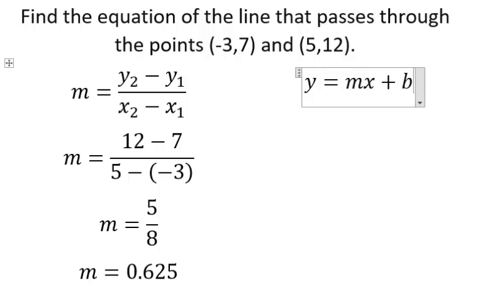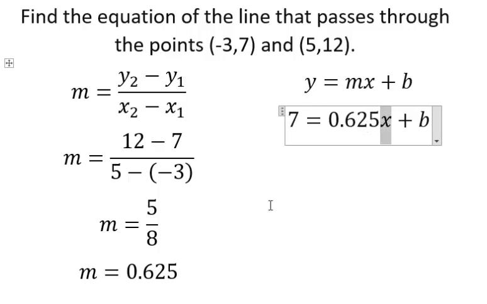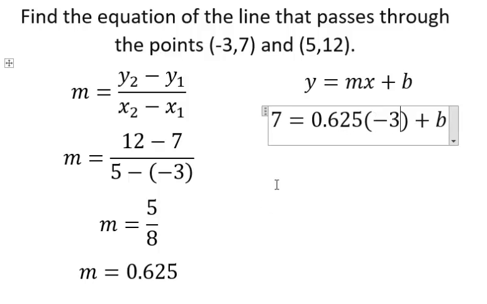Remember, we use the original formula of the line to find b. With this formula, we just need to substitute the information. Which number is y? I'm going to use the first point, like we usually use the first point, but we could use the second one if we want. But I'm going to use the first one. So the y is 7 and the x is minus 3. So the y in this case is 7. The m is 0.625. And the x is minus 3.